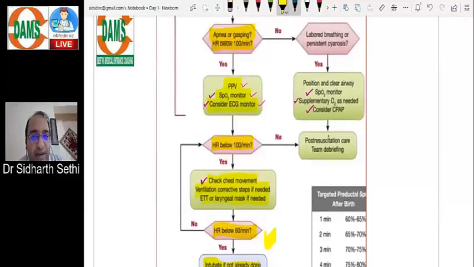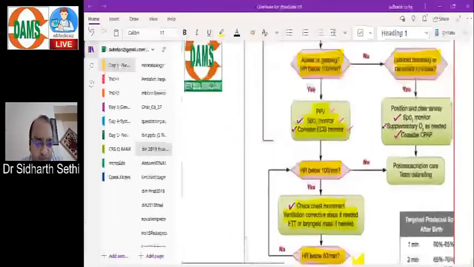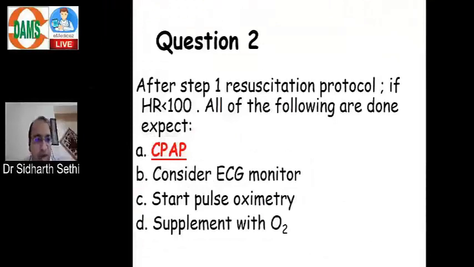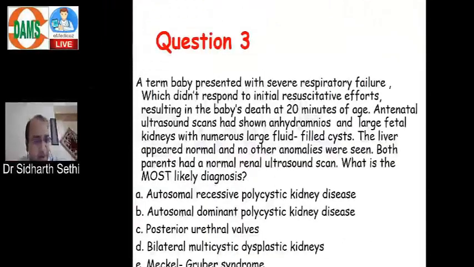On your right side, if there's just labored breathing or central cyanosis, you may give oxygen if needed. You consider CPAP, position the airway. So that's very important, friends, very important for your exam. Each and every box is important.